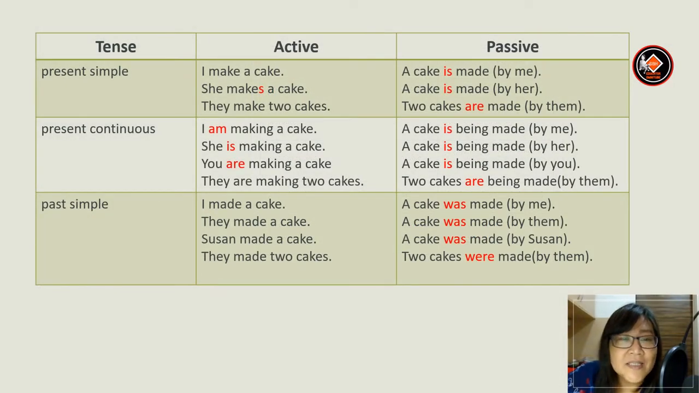Dear students, for this lesson, we are going to learn only 3 tenses: present simple, present continuous, and past simple. So let's learn how to write passive sentences.